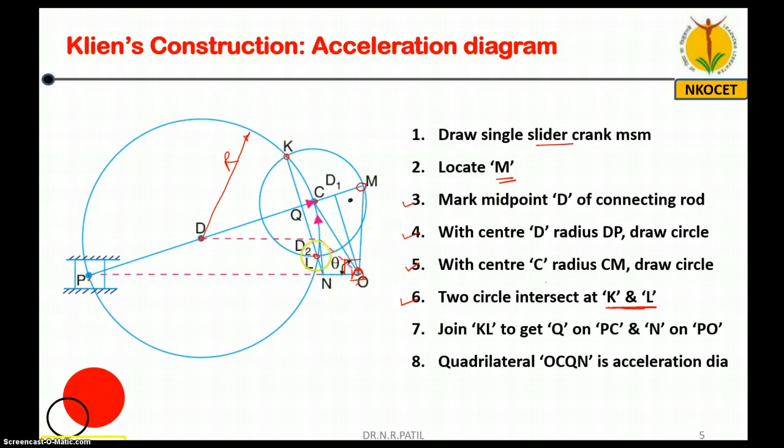Now once you get this point L, extend this line KL to get one more point on this OP line. You will get this point N. That's all, friends. So this quadrilateral QCON, if I hatch this quadrilateral, this quadrilateral, friends, represents acceleration diagram. So I have written here OCQN, OCQN represents acceleration diagram. Okay.